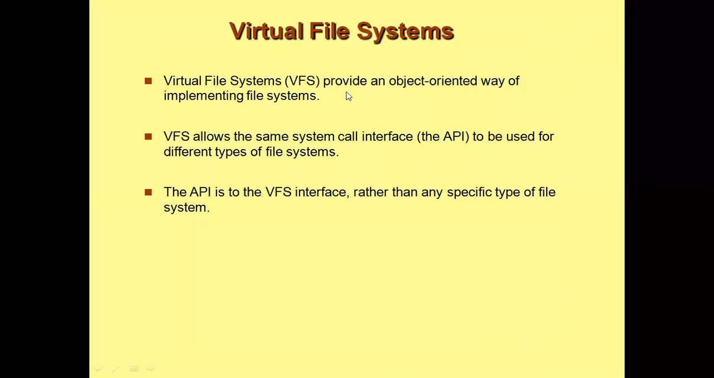As it says here, look at this, guys. The virtual file system provides an object-oriented way of implementing file systems. So it allows the same system call, that is the same API, to be used for different types of file system. The API is to the VFS interface rather than any specific type of file system. That is, you don't target the file systems individually. You try to access the different types of file system through the virtual file system.